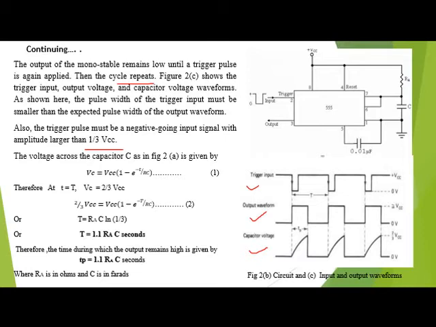And at the time T equal to the total time period T, VC equals 2/3 of VCC. Therefore we can substitute 2/3 of VCC at the total time T, and then finally the total time period T equals RA into C into natural log ln of 3. Then finally T is equal to 1.1 into RA, and therefore this is the time delay during which the output remains high.